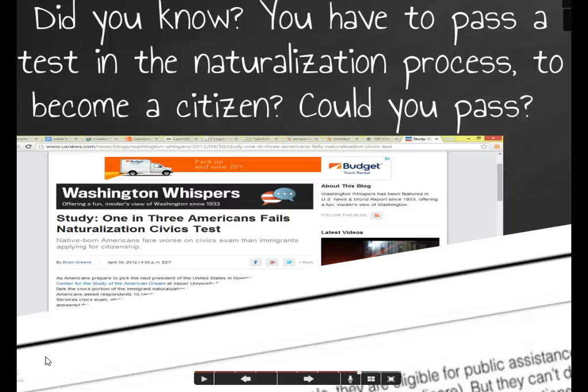Did you know that you have to pass a test in the naturalization process to become a citizen? Could you pass? Well, just a few years ago in 2012, a study showed that 1 in 3 Americans could not pass. People born in the United States who had automatic citizenship did not know enough about our nation's history or government that they could have passed the test. Later on this week, probably Thursday or maybe Friday, we'll be taking a test in class using Kahoot to see if you could pass.